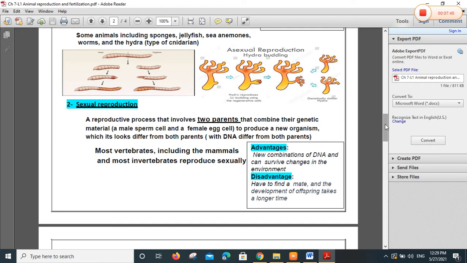Yes, so you must find a partner to do mating with. And therefore development of offspring sure takes time. Maybe it takes more than days, maybe it takes more than months. Yes, so this takes time. This is a disadvantage of sexual reproduction.